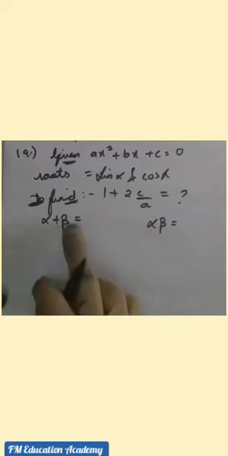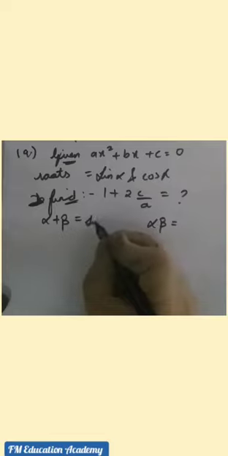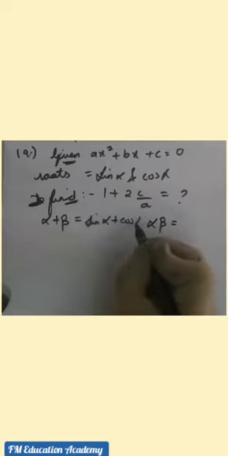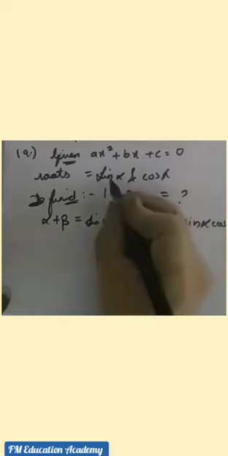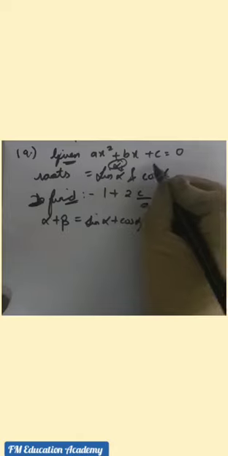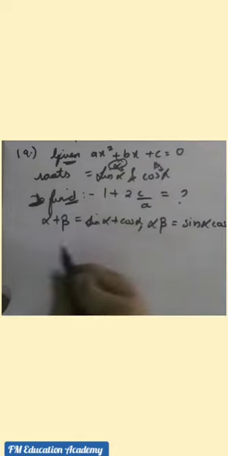What is alpha plus beta? If we add, alpha is given as sine alpha, plus what is beta given to us? Cos alpha. And alpha into beta is sine alpha into cos alpha. In place of alpha and beta, we are substituting the values. Roots are sine alpha and cos alpha, which means one root is sine alpha, another root is cos alpha. Okay, now what we can do?